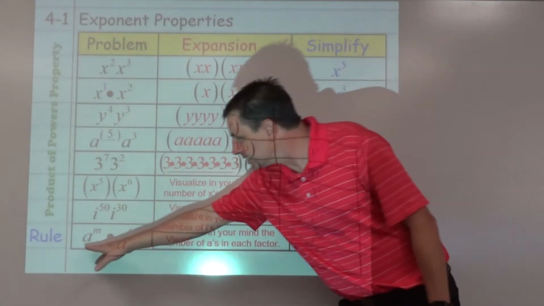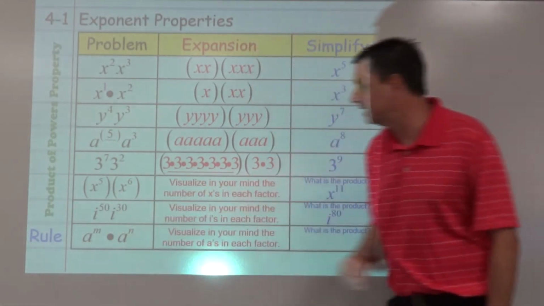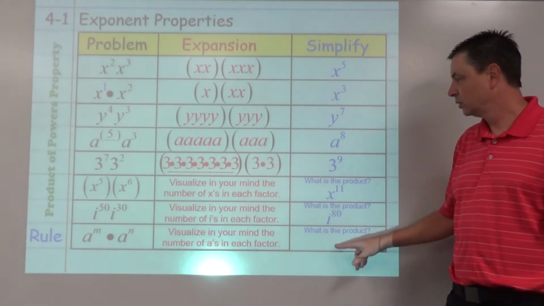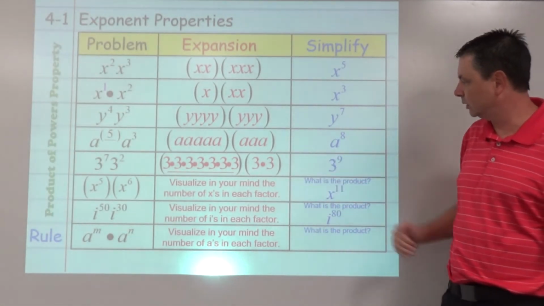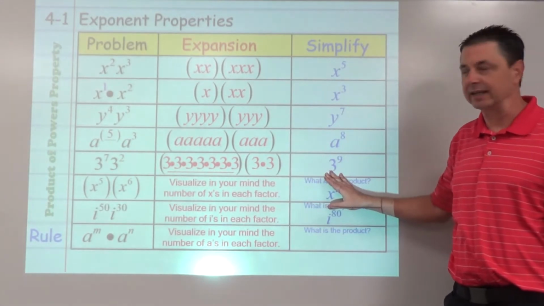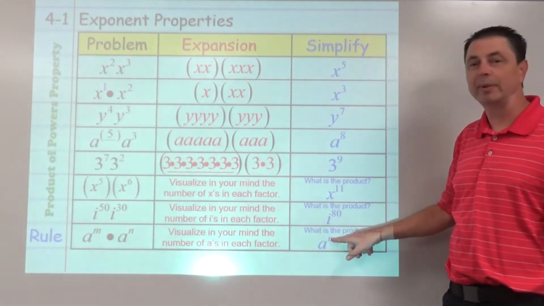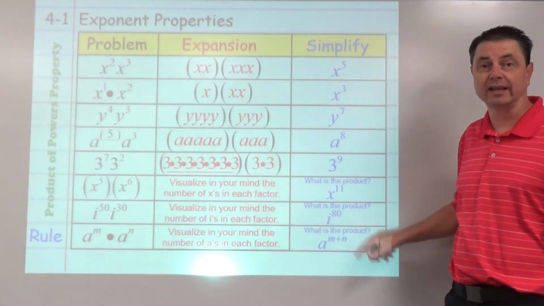And the last one is actually our rule. If we're doing a to the m times a to the n, we're going to get, well, how have we been doing these? To go from there to there, we're adding the exponents, keeping the base. So we would get a to the power of m plus n.